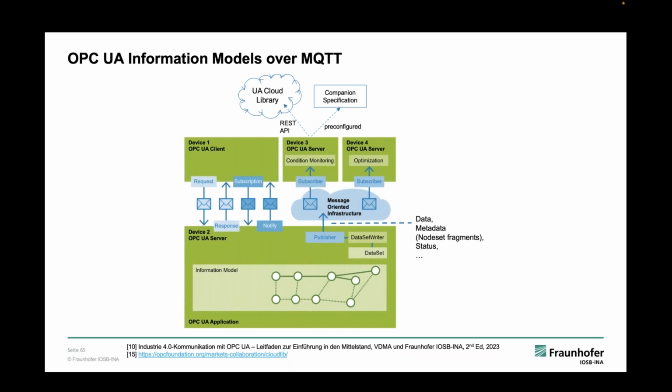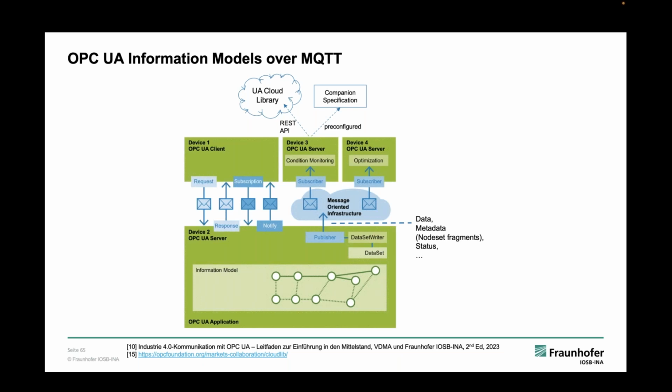But of course, we do not publish the whole standardized information model periodically to our message-oriented infrastructure. So there are some mechanisms in place to resolve missing links, so to say, of our object-oriented information model by either having the companion specification pre-configured in our server, or there's also the UA cloud library, which we can connect to via REST API, and where we can query missing links in our OPC UA address space.